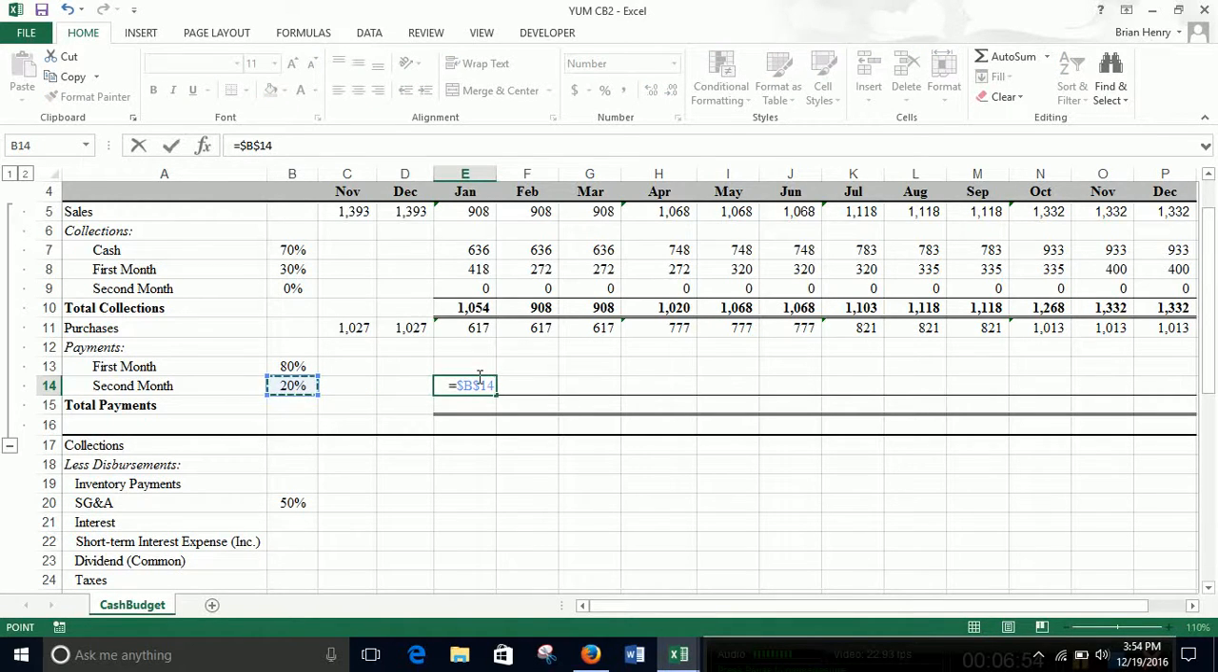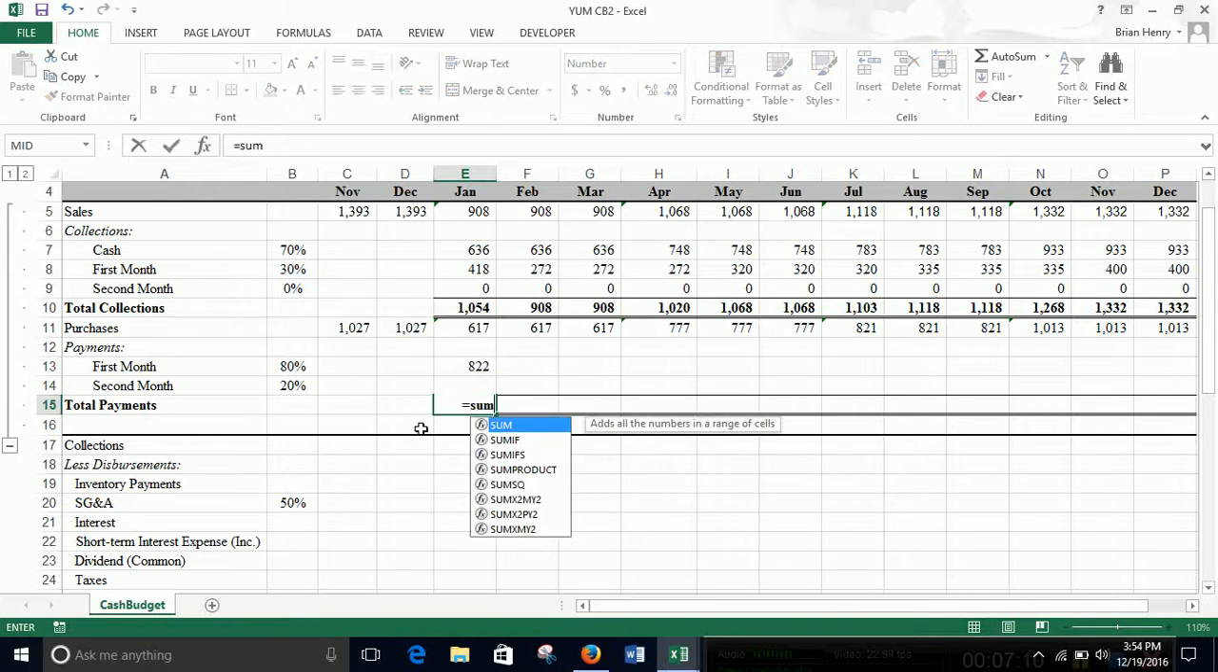I'm going to lock that times November. And then the 80% again locked times the previous month. And so that's how it's going to hit our cash, and then the total payment just adds those two together.